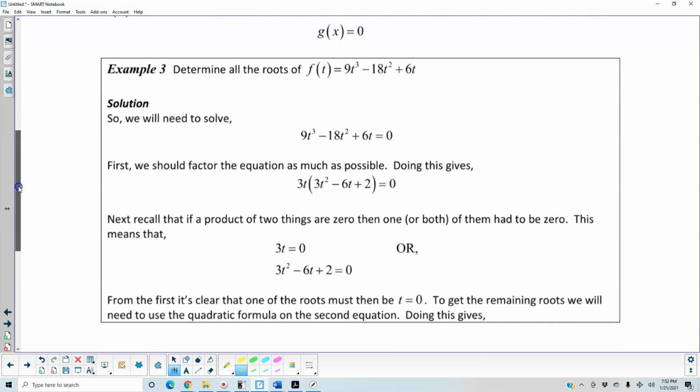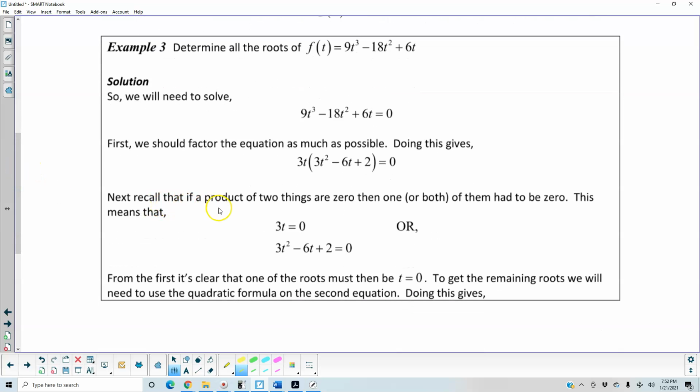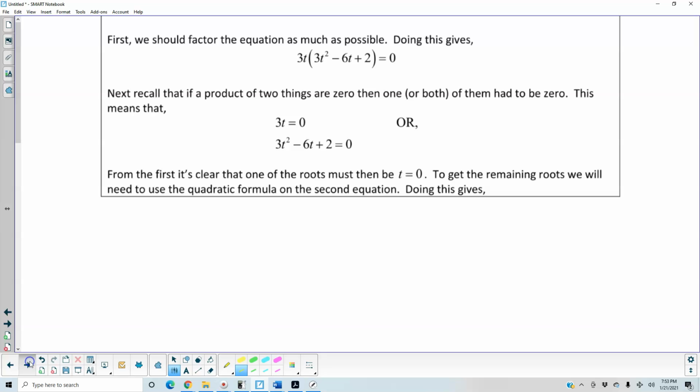to 0. Next, recall that if a product of two things is 0, then one or both of them had to be 0. This means that 3t is equal to 0, or 3t squared minus 6t plus 2 is equal to 0. Now, if we look at the first equation here, it's clear that one of the roots must then be t equals 0. To get the remaining roots, we will need to use the quadratic formula on the second equation. Doing this gives the following.